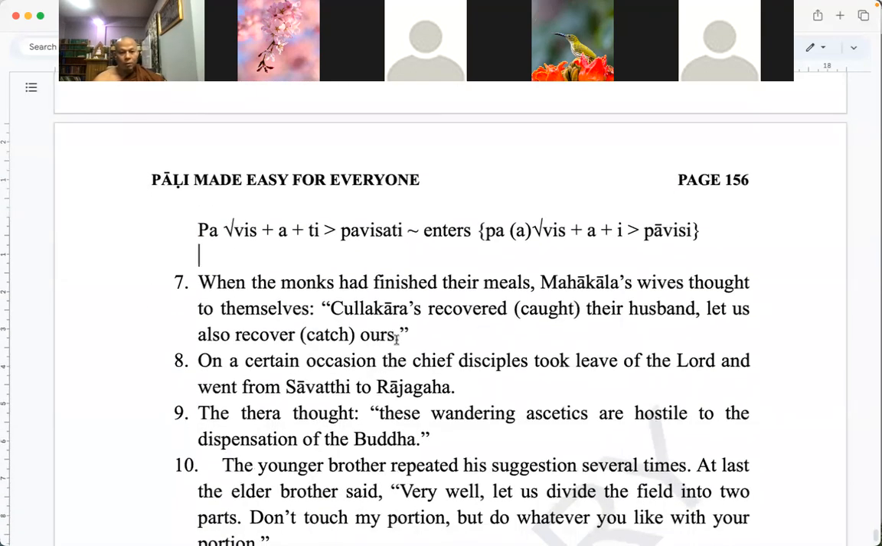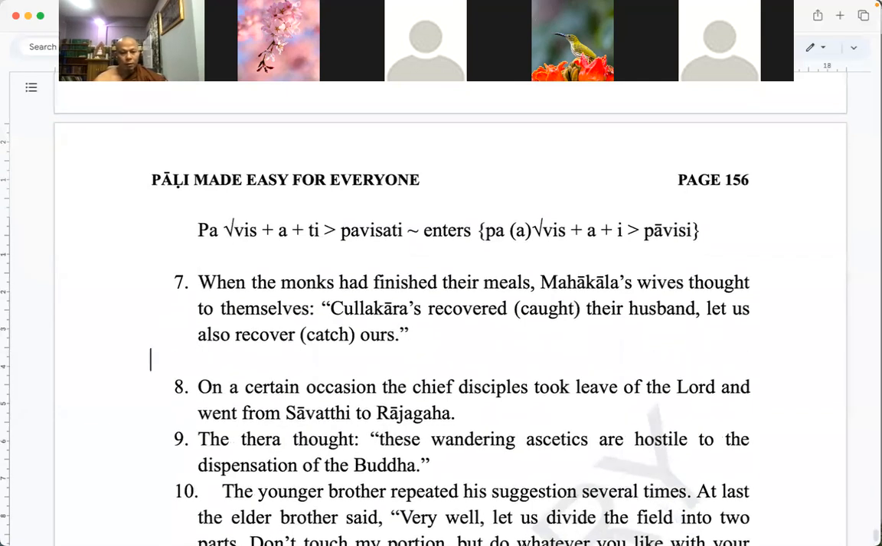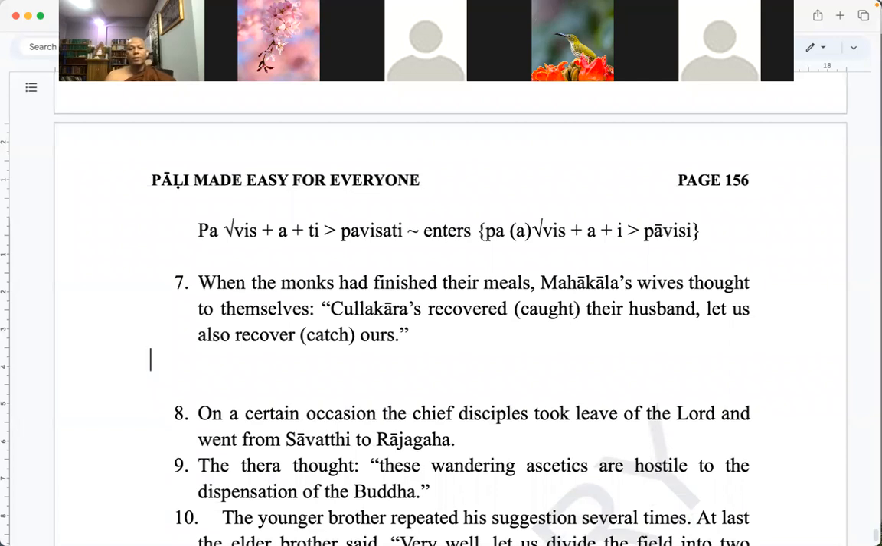Okay, now number 7. When the monks had finished their meal: you see "when", so that is a locative absolute. So the monks, the locative absolute, that is fine. Bhikkhusu, and then "had finished their meal". That means they have eaten their meal. Had finished, had eaten their meal.